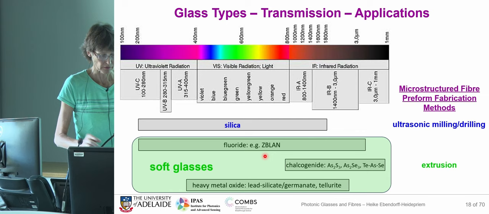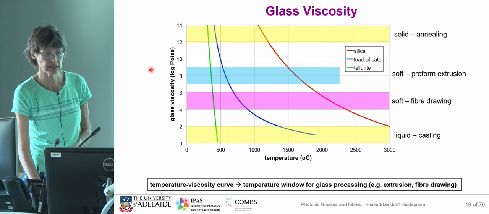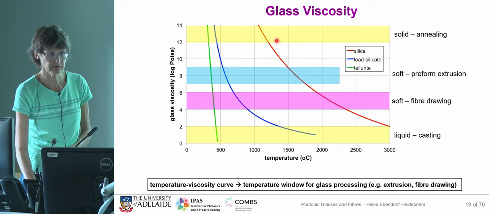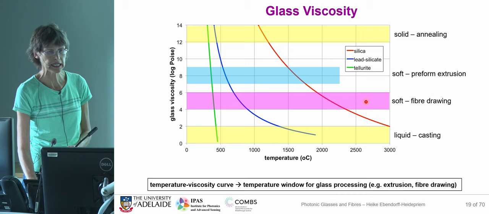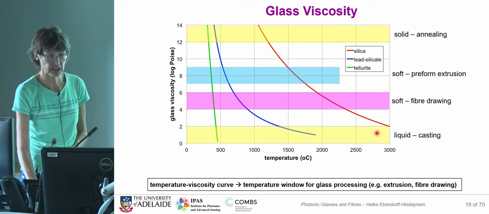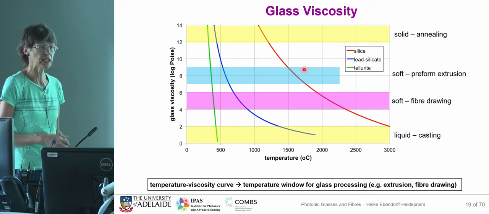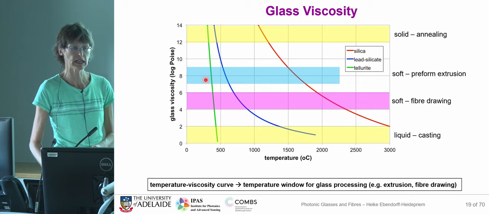Why we use extrusion for the soft glasses becomes apparent on this slide, which shows the glass viscosity as a function of temperature. If you look at silica, up here it's a solid material. Here, this range is where the glass is really molten, it's a melt. In between, there's a viscosity where we can do the fiber drawing and the extrusion. For silica, high temperatures are needed for the fiber drawing and also for the extrusion, and that poses an engineering challenge of finding the right die materials. Whereas the soft glasses, lead silicate and tellurite glass, have a much lower temperature for the material to soften and to melt.